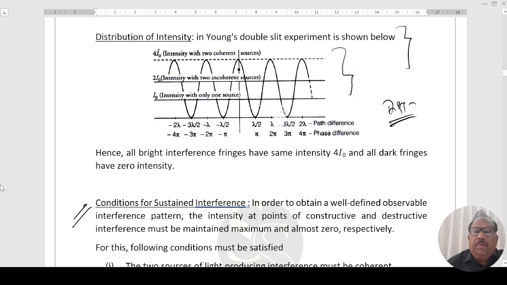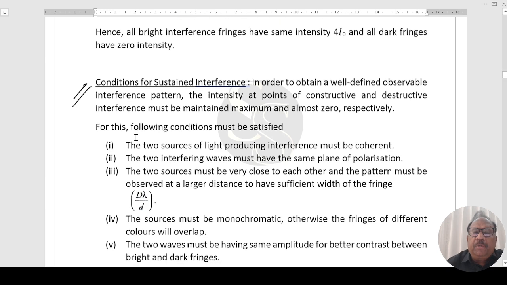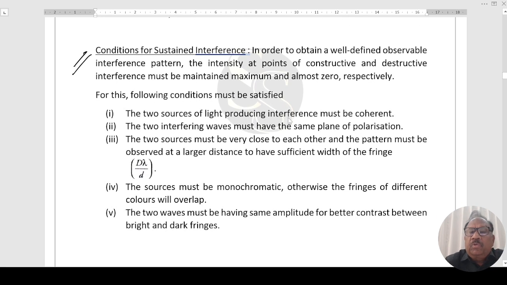Condition for sustained interference. In order to obtain a well-defined, observed interference pattern, the intensity at points of constructive and destructive interference must be maintained maximum and almost zero respectively. For this, the following conditions must be satisfied. First, the two sources of light producing interference must be coherent. Two coherent sources must have the same plane of polarization.